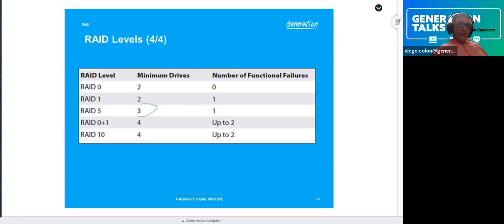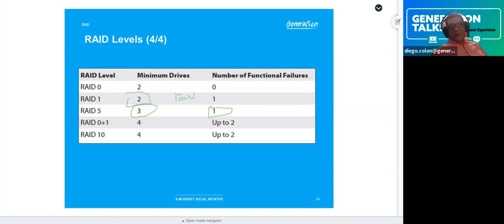Minimum, again, 3 drives. This is the one that starts killing people. You only have 1. Same thing with RAID 1, which is an identical copy. We said it has to be in even pairs. This one also kills people. They don't remember with this one.